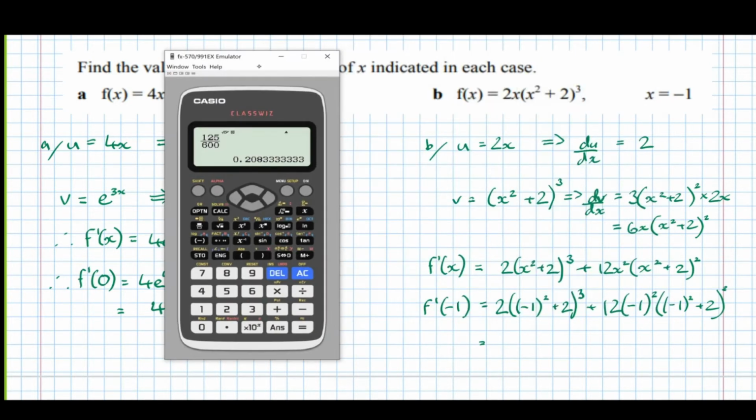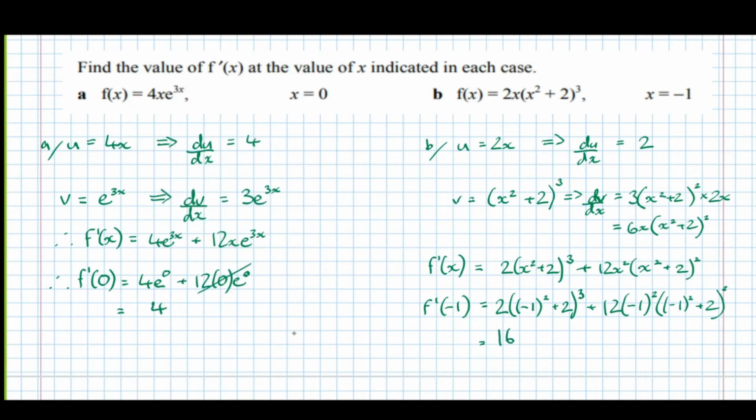So putting that in the calculator exactly as it appears there. So 2 lots of (-1 squared plus 2) cubed plus 12 lots of (-1) squared, (-1 in brackets squared plus 2) squared, which gives me 162. So I'm a little bit suspicious about that answer.